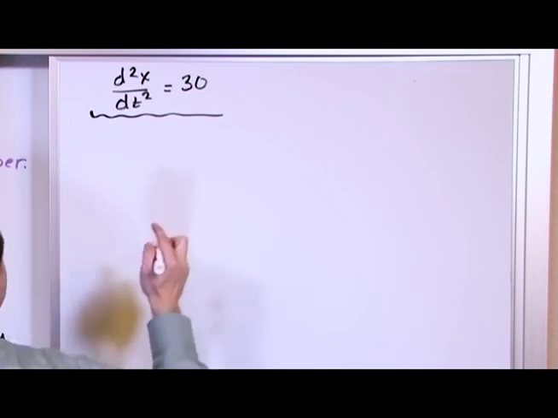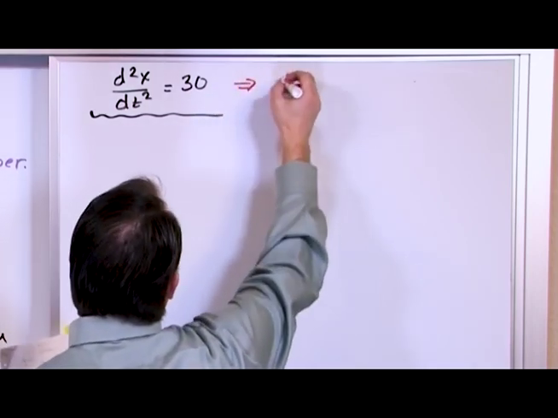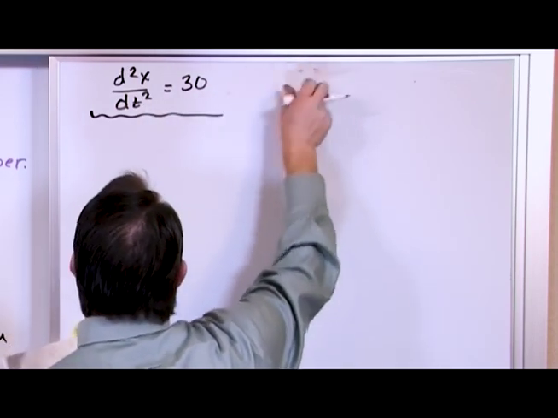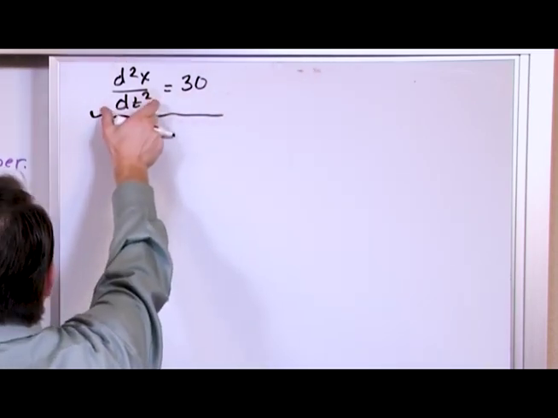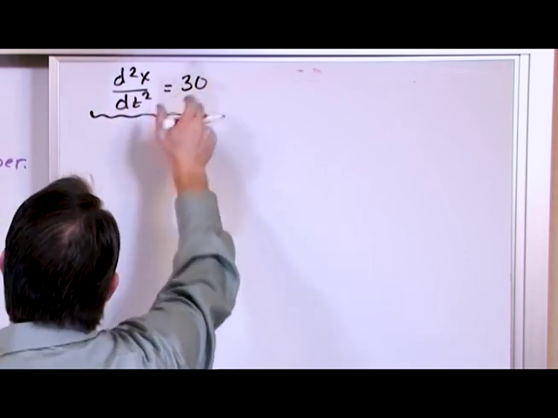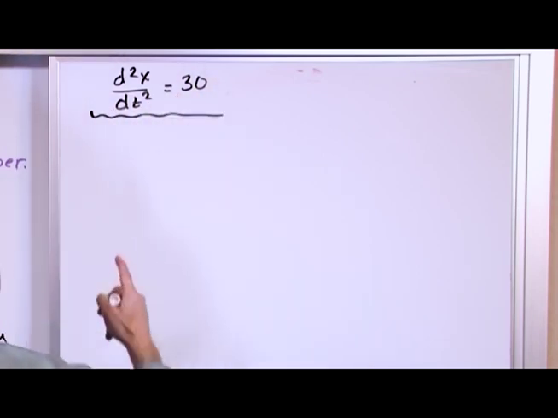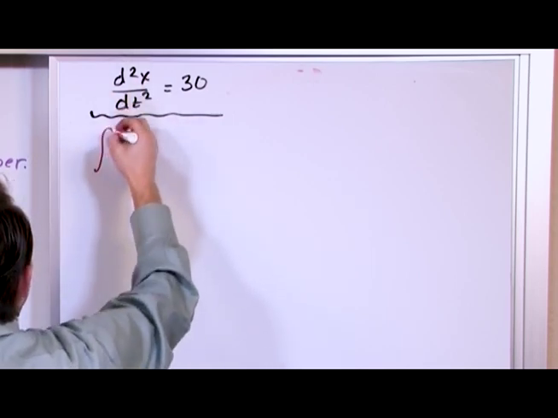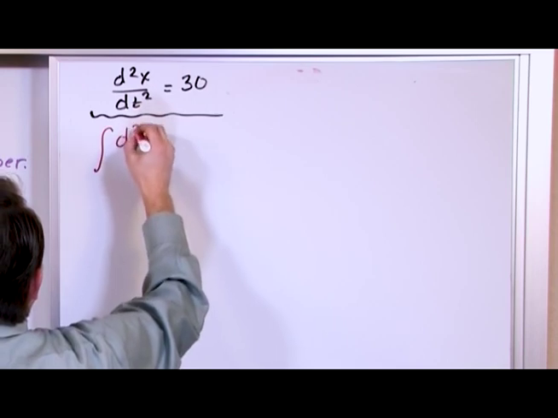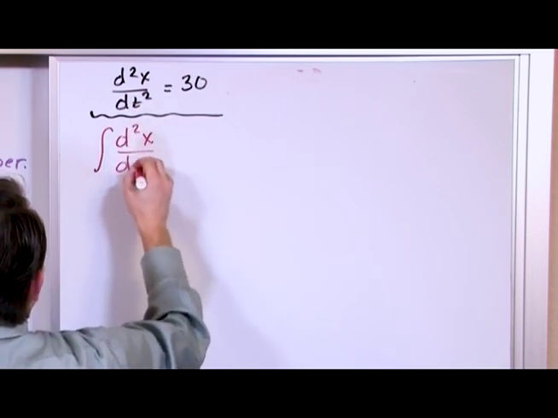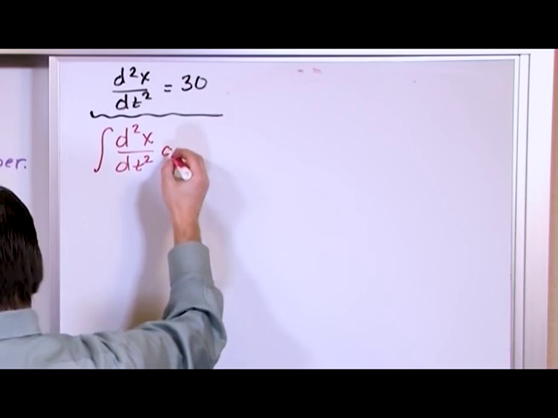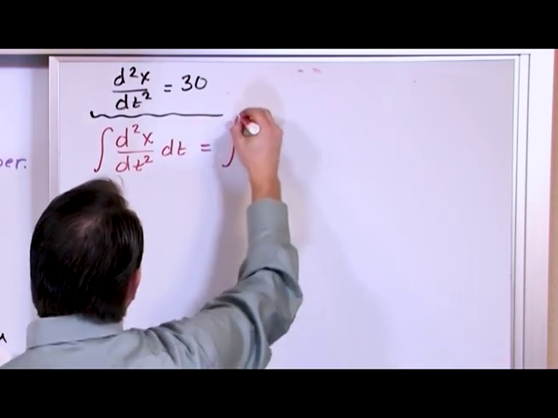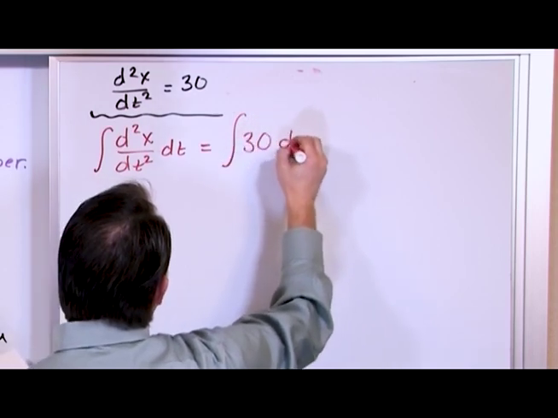So in that case, what this basically means is that this differential equation in all of its glory is exactly written the way I have here. Second derivative of x with respect to time is equal to the number 30. So how do we solve for x, the function x of t? What we're going to do is apply one integral to d squared x dt squared, and we're going to integrate with respect to time. And we have to do the same thing to both sides of the equation.